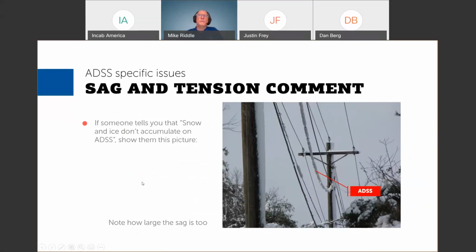Now, sometimes customers will say to me that another cable manufacturer specifically told them that snow and ice don't accumulate on ADSS. And this is the best picture that I could find to illustrate that that ain't so. In this particular picture, this is an ADSS cable, and it's got quite a lot of snow and ice on it. In contrast, this also appears to be a second ADSS cable on the same line, and it doesn't have any on it. But this one's got a lot, and the phase conductors don't have any on that. So this is basically a myth.